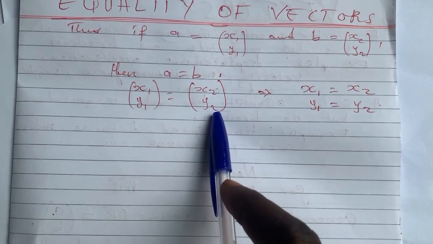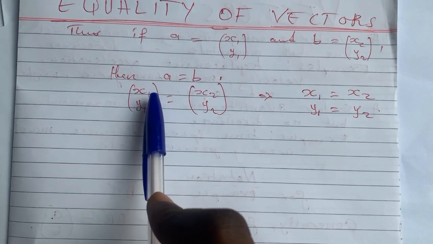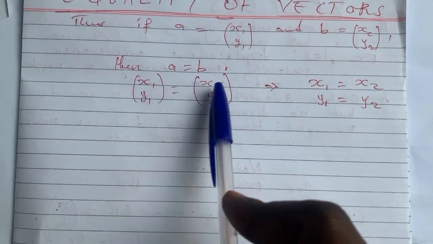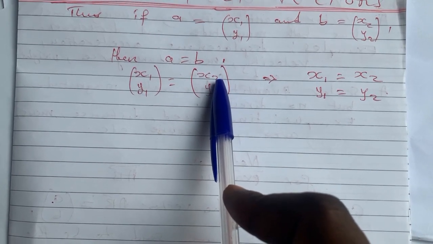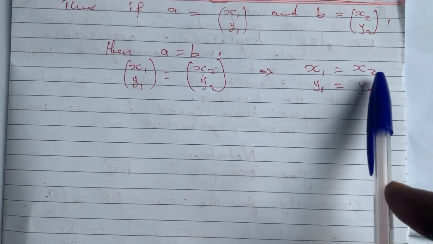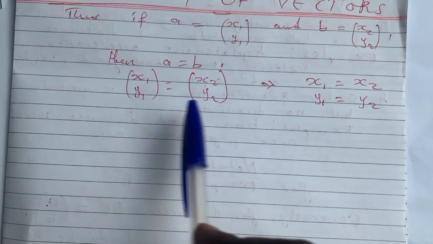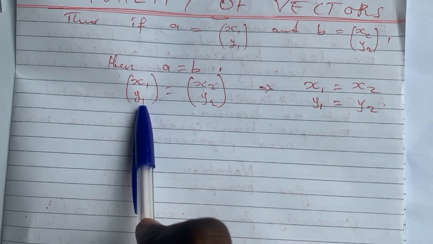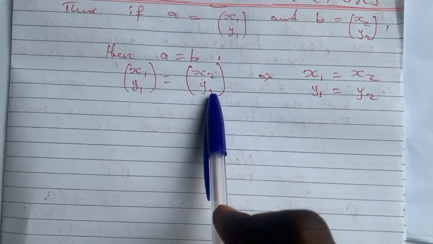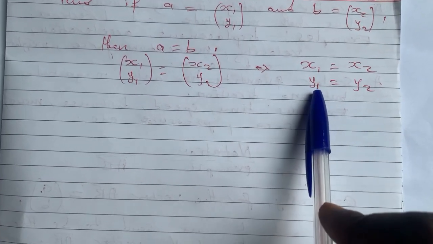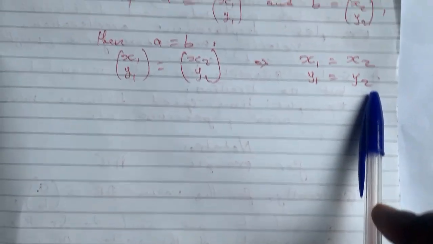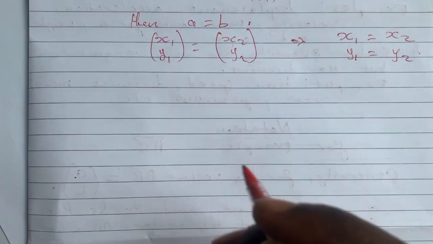If this also holds, then we could say that the horizontal component of A, x1, is equal to the horizontal component of B, x2. So we have x1 equal to what? x2. Same, the vertical component of A, y1, is equal to the vertical component of B, y2. Thus, we have y1 is equal to what? y2. Today, we want to solve an example of the equality of vectors.